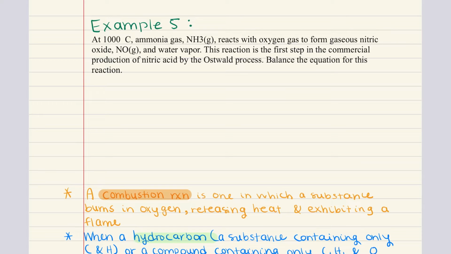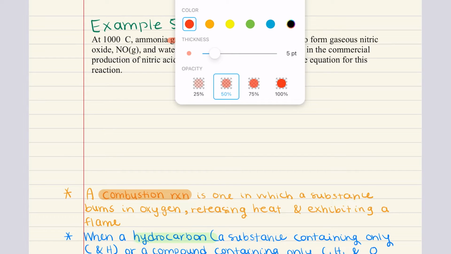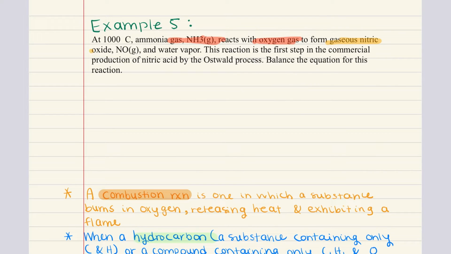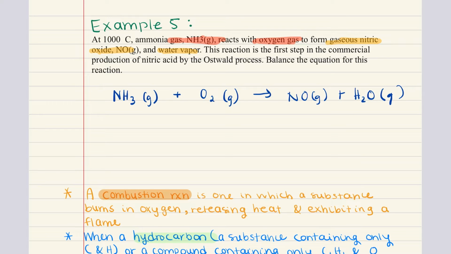Okay, so the first step is to identify our reactants and products and the states that they're in. So for our reactants, we have ammonia gas and we have oxygen gas, and they react to form the products gaseous nitric oxide and water vapor. So we know our reactants and products and their states, so we can go ahead and attempt to write the chemical equation. We have NH3 gas plus O2 gas. That gives us NO gas plus H2O gas. Awesome. So we've completed steps 1 and 2.